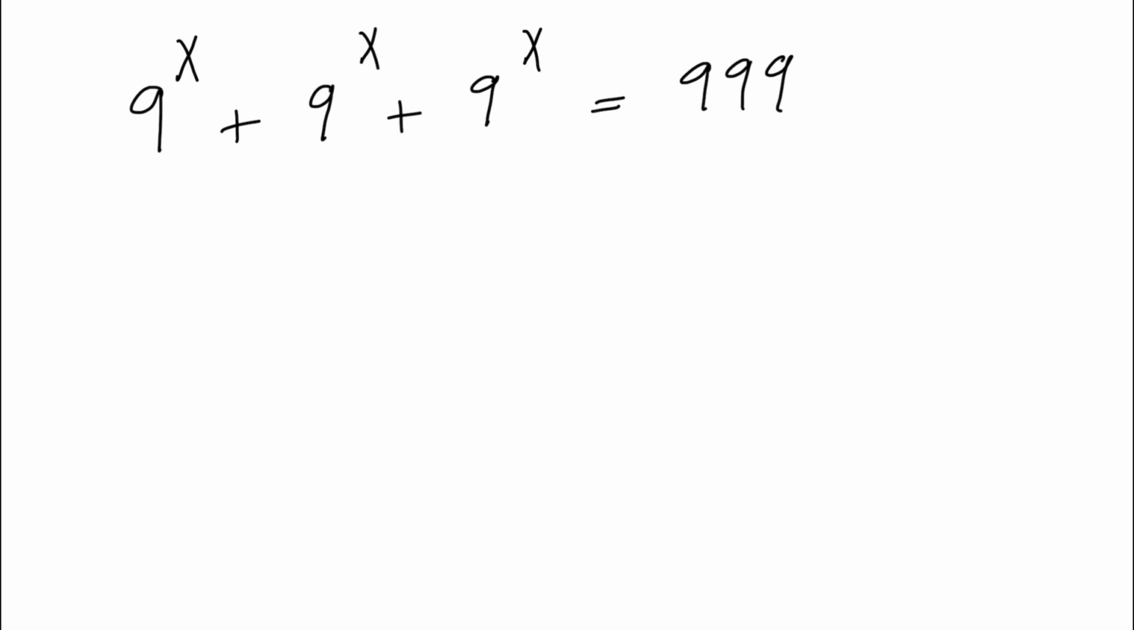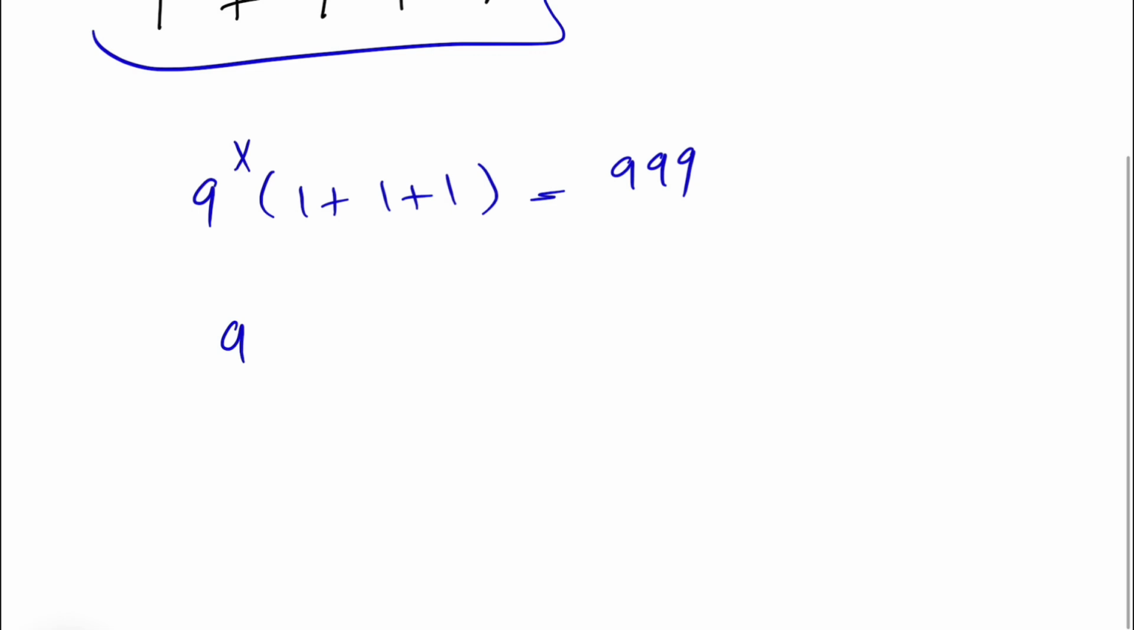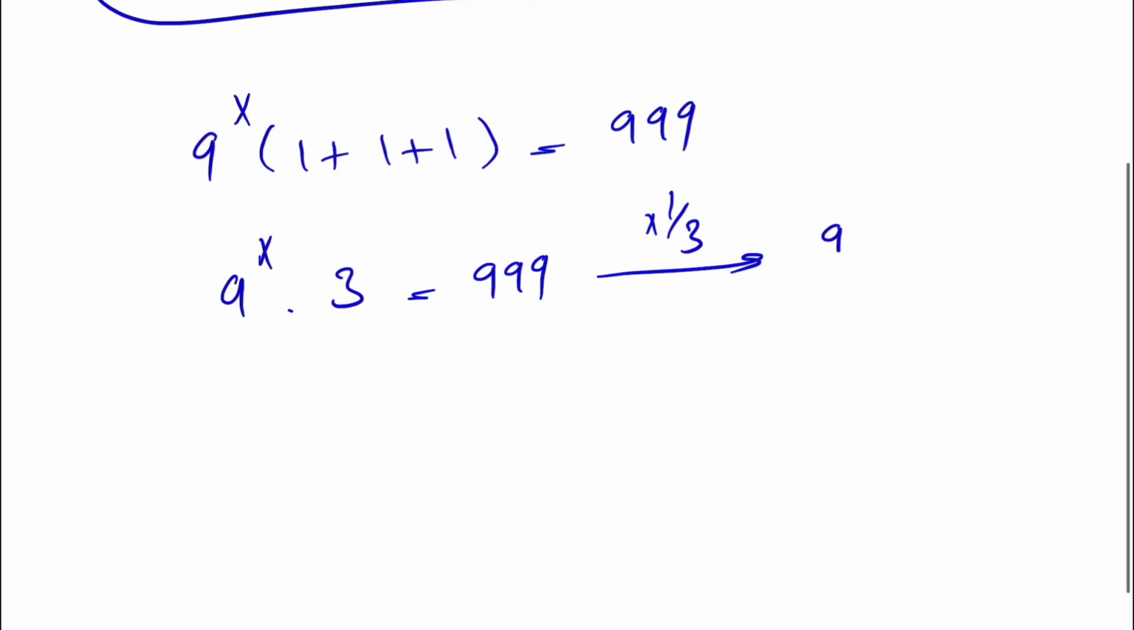So as we can see, we can factor 9 to the x on the left side, and what we get is 1 plus 1 plus 1 is equal to 999. So we have 9 to the x times 3 is equal to 999. We're going to divide both sides by 3. So what we get is 9 to the x is equal to 333.